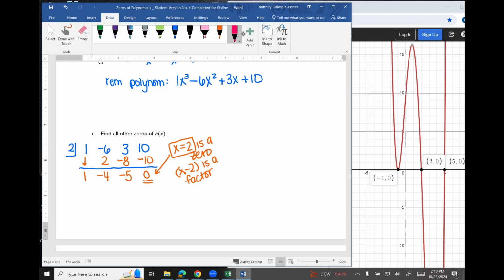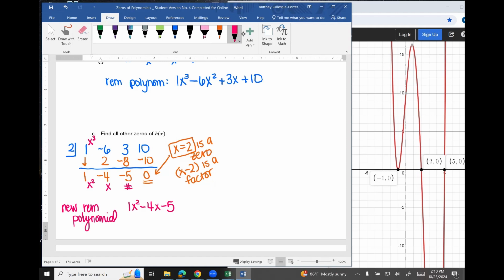If we're looking for the remainder polynomial, remember we had worked with an x to the 3rd in the blue. So dropping down, we're going to have an x squared, x, and then a number, which means that our new remainder polynomial is going to be 1x squared minus 4x minus 5. Okay, you could factor this. I know most of you hate factoring.